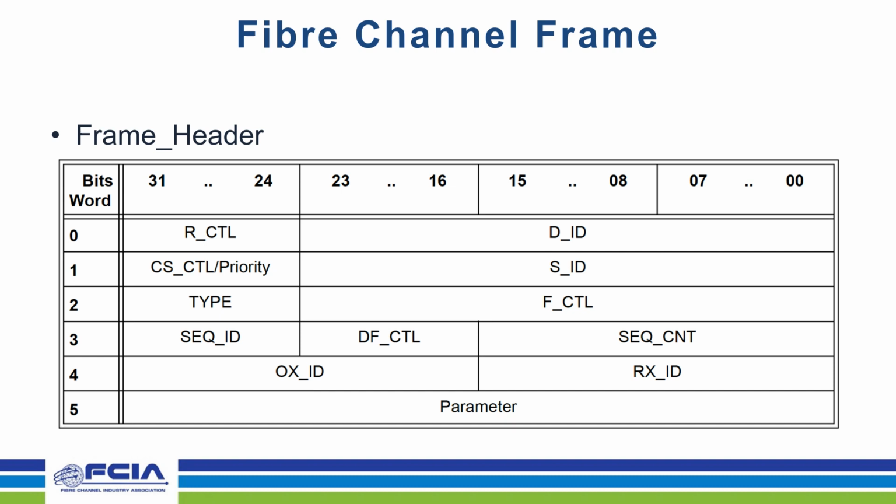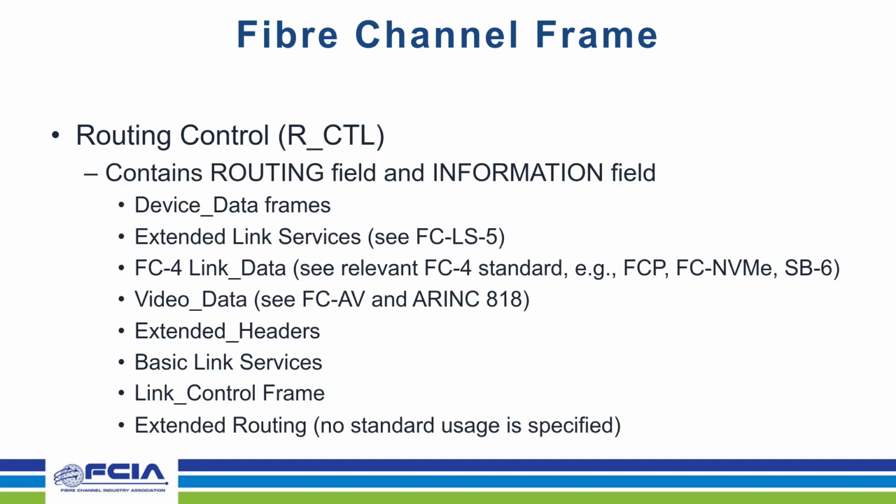Then we move into the frame header. Here's the format, pretty canned. We got 6 words at 24 bytes. And we'll dive into the fields here. The first one is our routing control, which is actually split into 2 different fields. We call them the routing field and the information field.